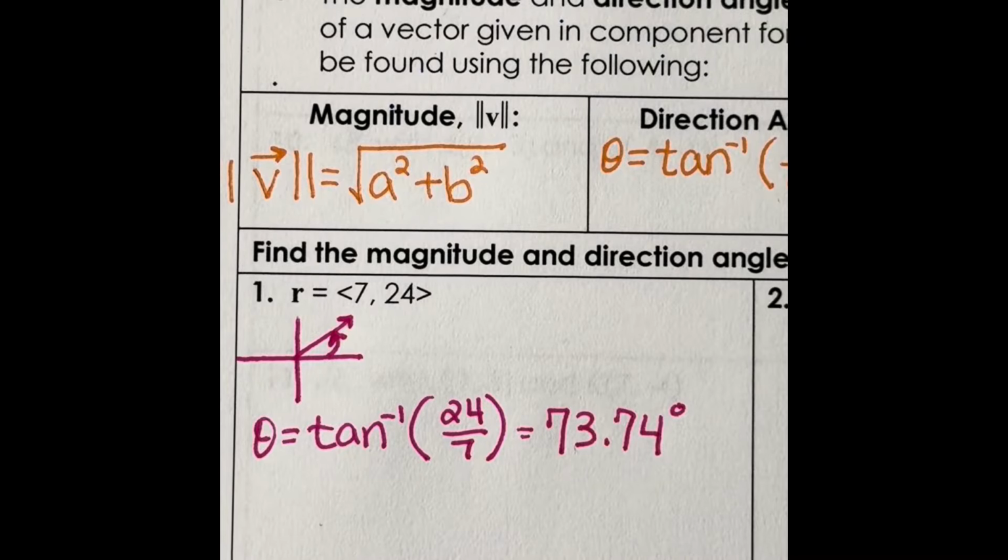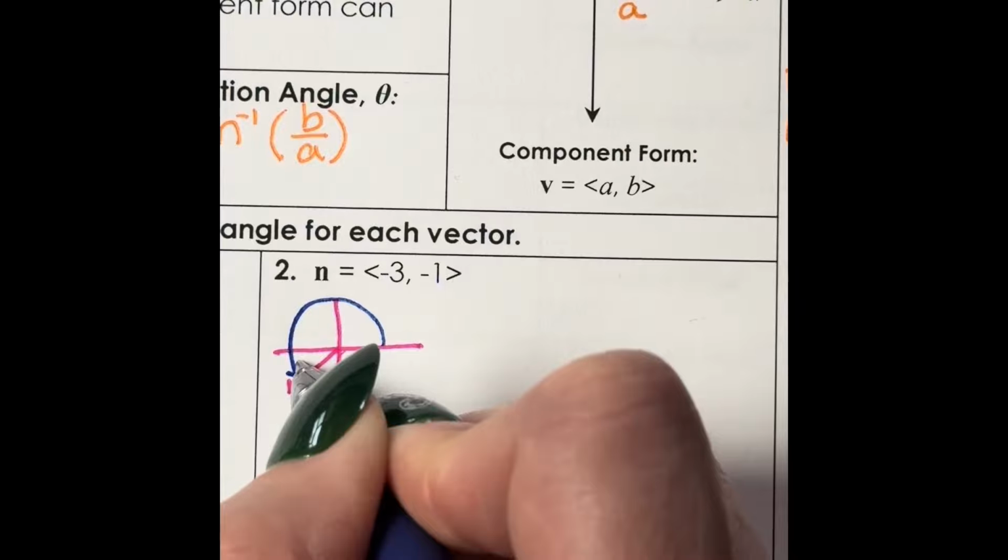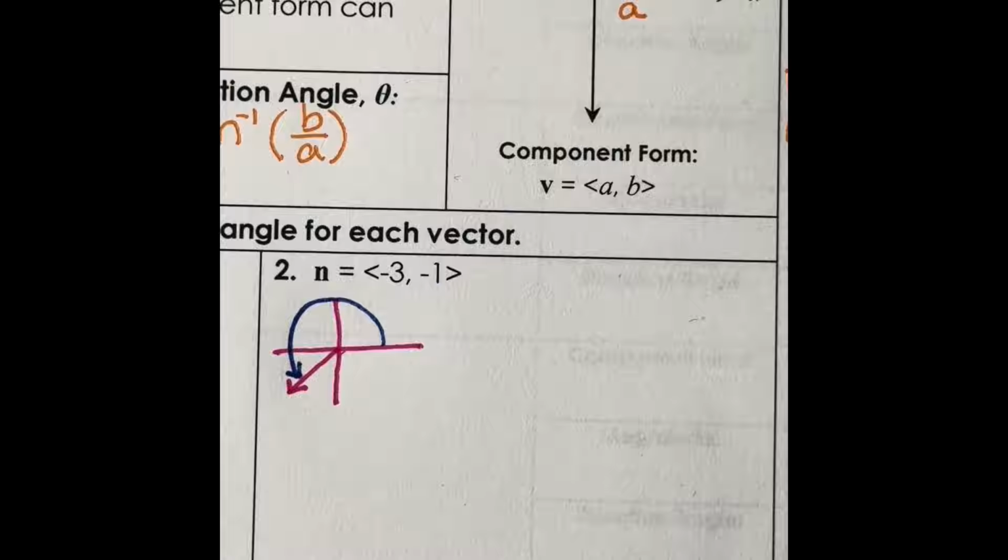All right, let's try another one. So this time, thinking about what quadrant we are in, we have a negative x and a negative y. So that's going to put us in quadrant 3. So our angle is rotating from here all the way to here. All right, so let's keep that in mind as we actually look for what theta is.